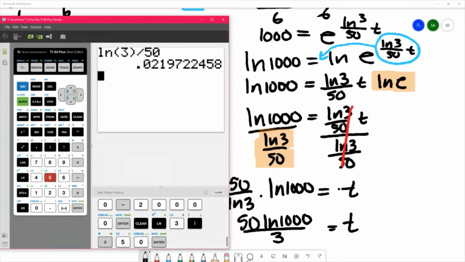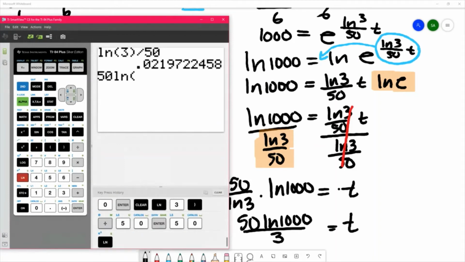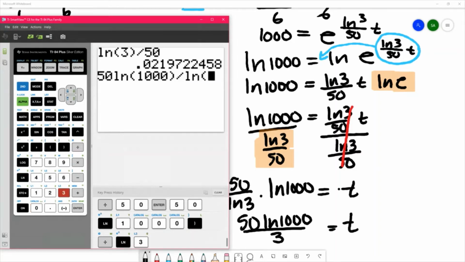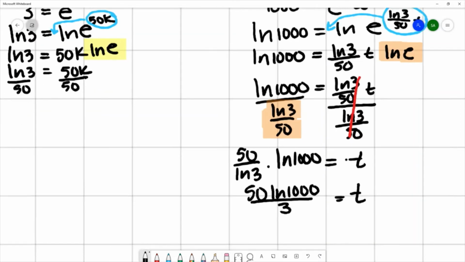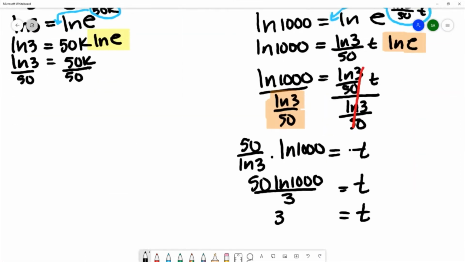Yeah, 50 natural log of 1,000 divided by natural log of 3. We have 314 days. It will take 314 days for our beetle population to grow to 6,000 beetles.